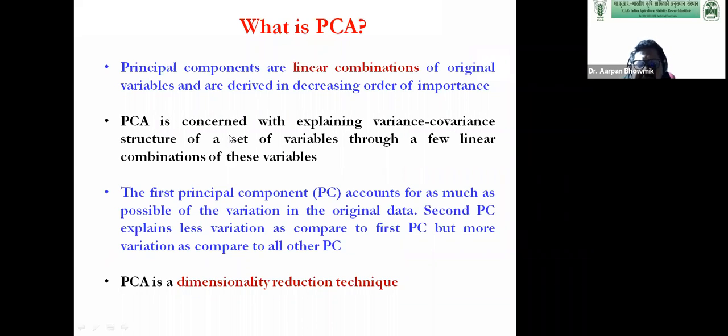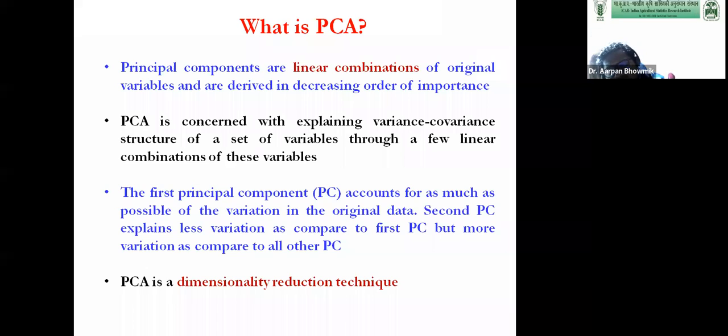Now PCA, principal component analysis, is mainly about explaining the variance covariance structure of a set of variables through a few linear combinations of those variables. The main purpose of PCA is to explain the variance covariance structure of the data set by doing a linear transformation of the original variables. As I told you, the first principal component will be the most important, explaining the maximum variation in the data, followed by the second, followed by the third. Their variances and their importance are both in decreasing order of magnitude.